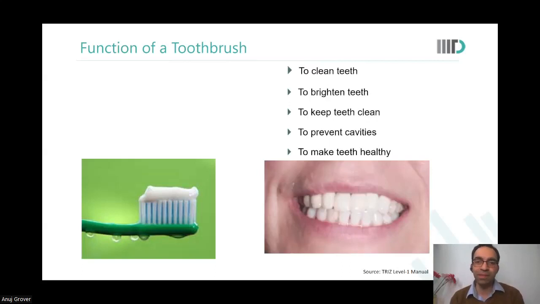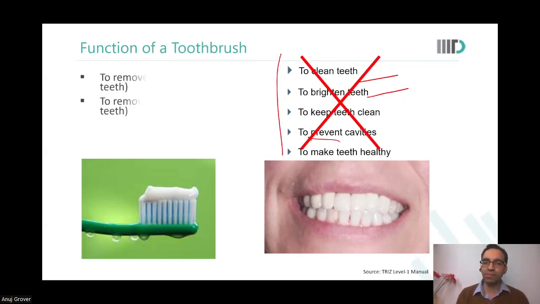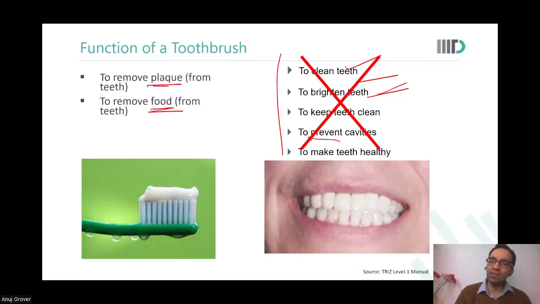I'm so happy. To clean teeth, to brighten teeth, nothing. The teeth look brighter because the plaque has been removed. The teeth are clean because I've removed the germs and plaque from it. To prevent cavities, all these are declarative statements. We cannot use them. We simply say to remove plaque, to remove food. That is what leads to all these, is it not?